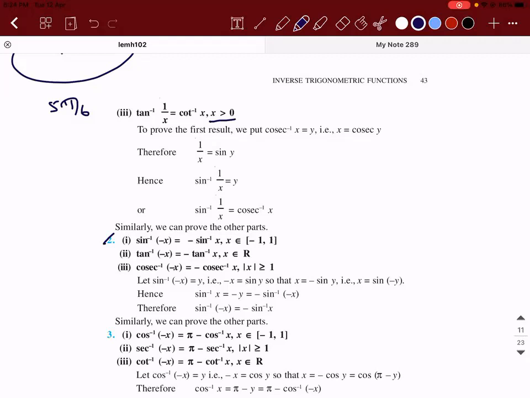Right? Instead, what you could have done is, for example, if the question is sine inverse of minus half, according to this property, what is it? It is minus sine inverse half. So you already know what is the value of sine inverse half. How much is it? Pi by 6, put a minus. So it is minus pi by 6. That's what the property says.